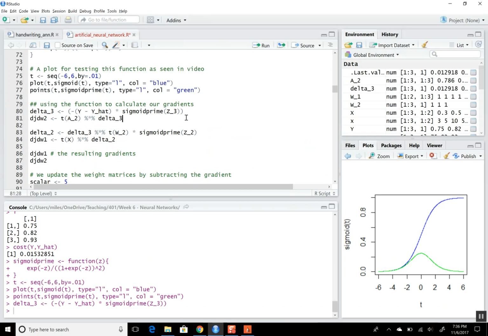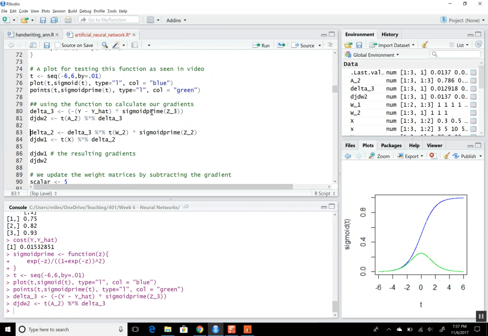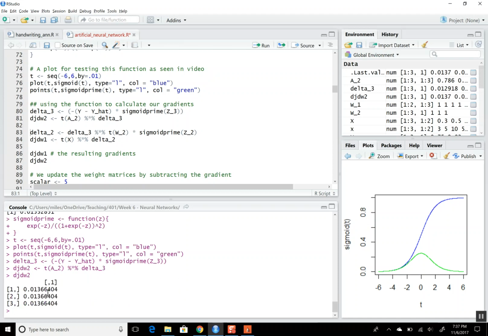The math can be hard, but it's also difficult going from the math to the code. But if you compare the math that we did and the code that I'm writing, I'm doing a direct translation. I'm saying, okay, we got y minus y hat times sigmoid prime of this, and then we multiply that using matrix multiplication times the transpose of the A2 matrix. So this is our current gradient with respect to the W2 matrix.